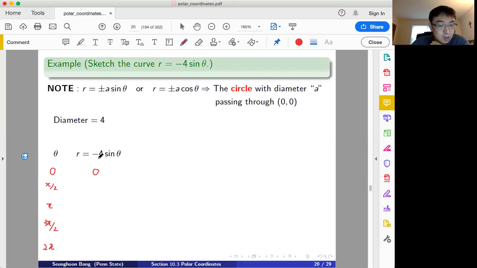The next one, r equals minus 4 sine of pi over 2. Sine pi over 2 is 1. 1 times minus 4 is negative 4. You plug pi. What is sine pi? 0 again. 0 times minus 4 is 0. You plug 3 pi over 2. What is sine 3 pi over 2? Yeah, minus 1. Negative 1 times minus 4 is positive 4. You plug 2 pi. Sine 2 pi is also 0. So we have 0. Next, you have to plug.